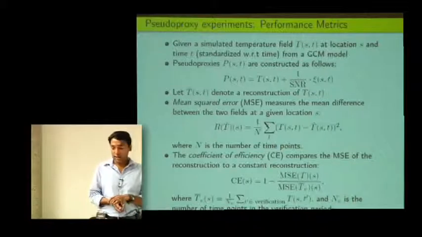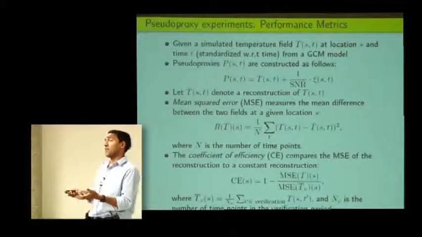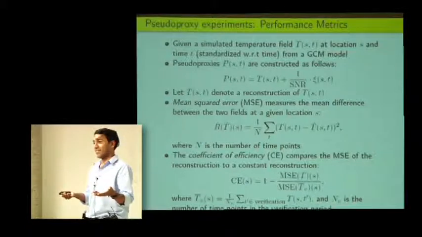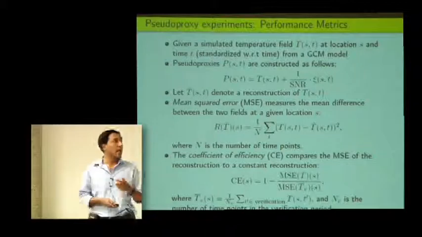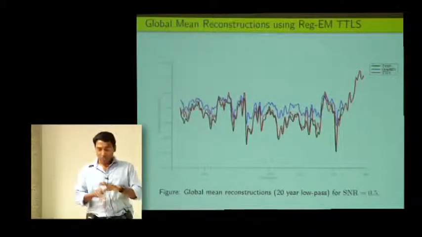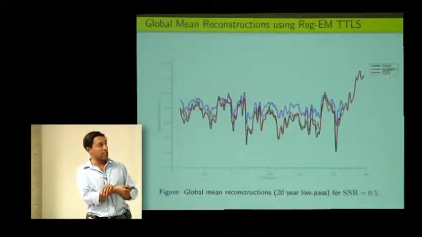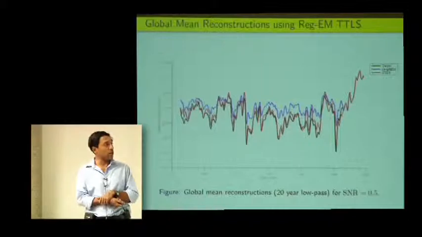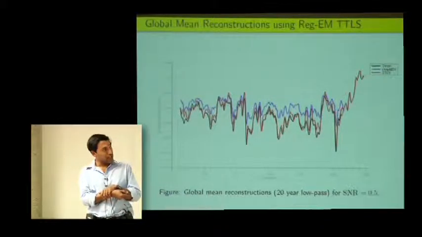It's like saying, well, you've done a reconstruction of the past. Is it better than just using the mean? That was what the coefficient of efficiency was, and I covered all of this last time. And then we did a spatial reconstruction for the RegEM TTLS method, going back all the way up to 800 AD. The black curve is the target.